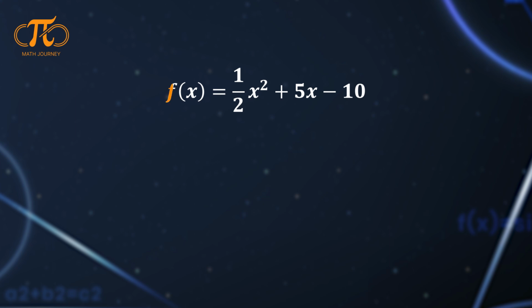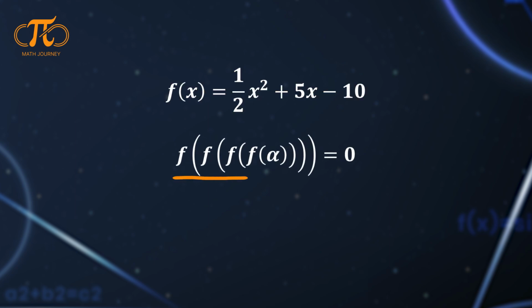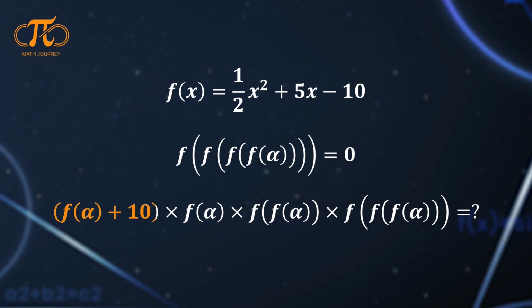We have a function, f of x, equals 1/2 x squared plus 5x minus 10. And we're told that f applied 4 times to alpha equals 0, or in other words, f of f of f of f of alpha equals 0. The question is to find the value of this huge expression: f of alpha plus 10, multiplied by f of alpha, multiplied by f of f of alpha, multiplied by f of f of f of alpha. Seems daunting, right? But don't worry, we'll break it down step by step.